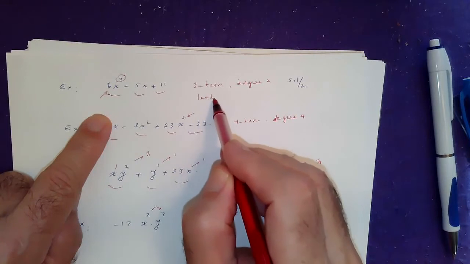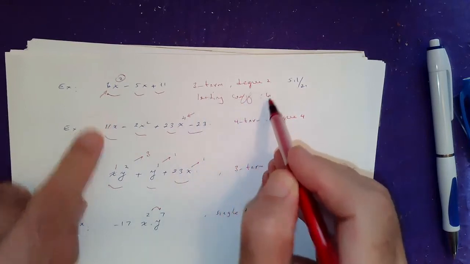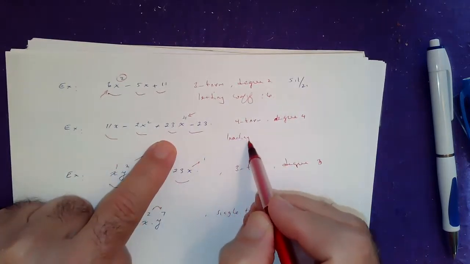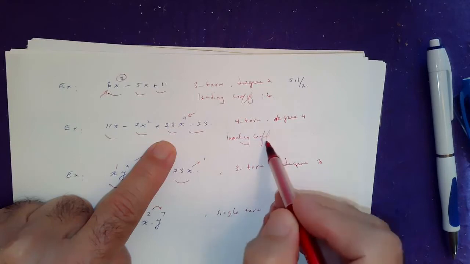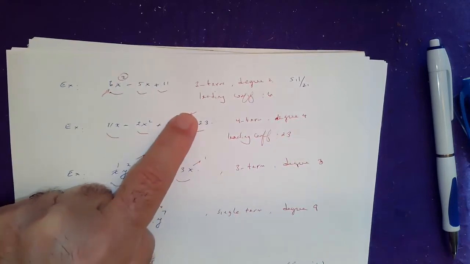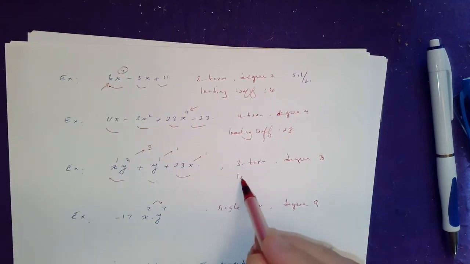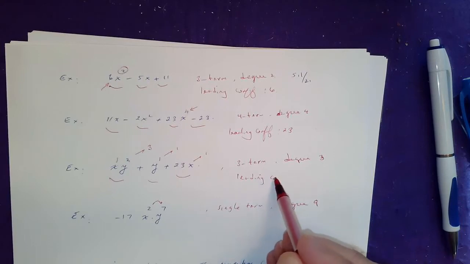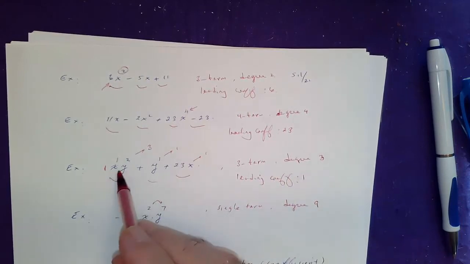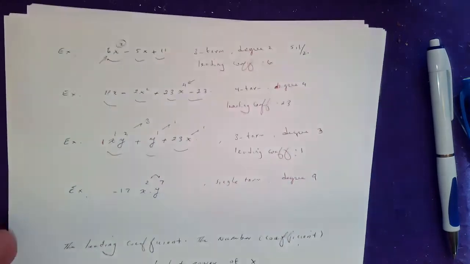Do you all see it? Leading coefficient is 6. In this case, the leading coefficient is what? 23, because that's the number attached to the x with the highest power. In this case, the leading coefficient is what? 1. Do you all see it? That's the number attached to the term with the highest power.